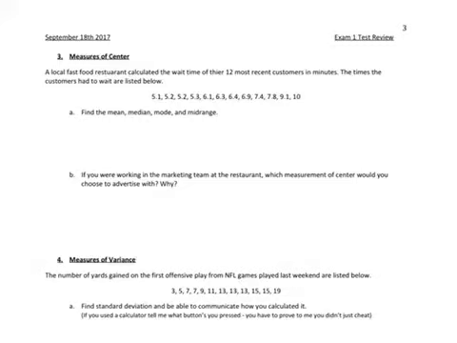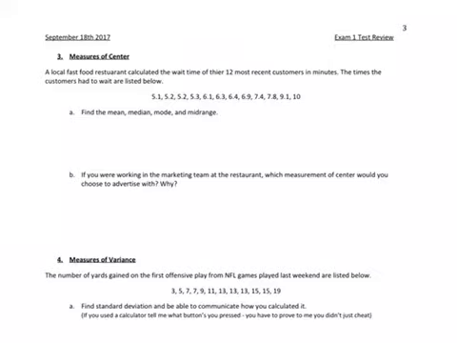All right, so here I am on page 3, section 3 and 4, talking about two measures of center and measure of variance. First of all, let's go ahead and start talking about measures of center. A local fast food restaurant calculated the wait time of the 12 most recent customers in minutes. The times the customers had to wait are listed below, ranging from 5.1, 5.2 all the way up to 10. The first question is asking you to find the mean, median, mode, and mid-range, all of those measures of center for that data.